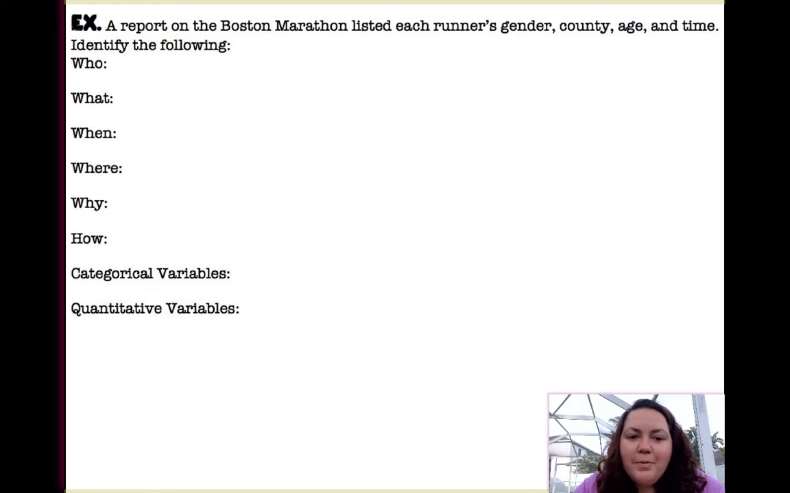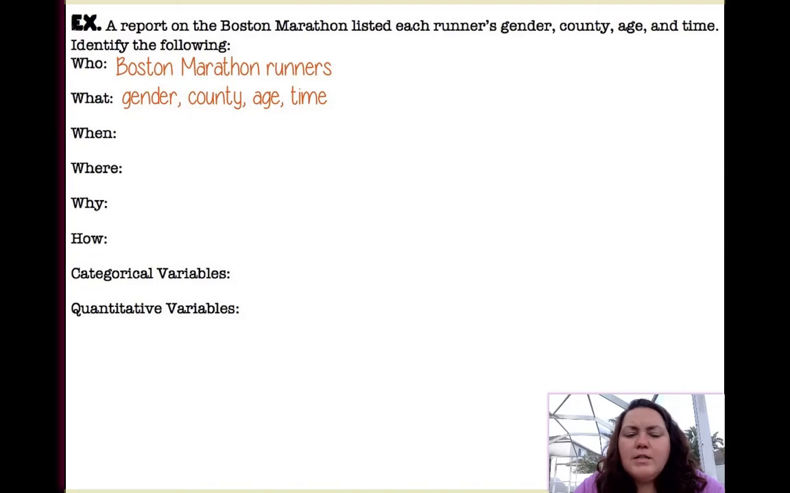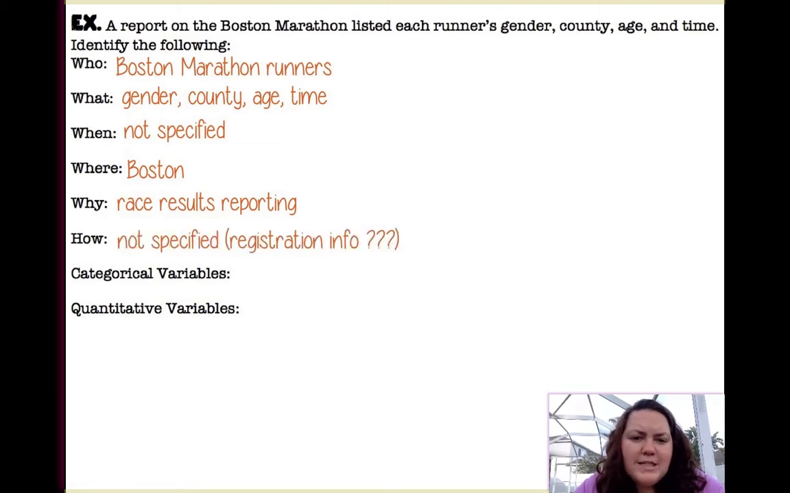Okay, another example. A report on the Boston Marathon listed each runner's gender, county, age, and time. Identify the following. So, who would be the Boston Marathon runners? What would be the variables that I collected, the gender, county, age, and time? When? Well, that was not specified. Where was in Boston. Why was the race results reporting, so we could report out. And how, it wasn't specified, but we can assume some of that was maybe from registration info.